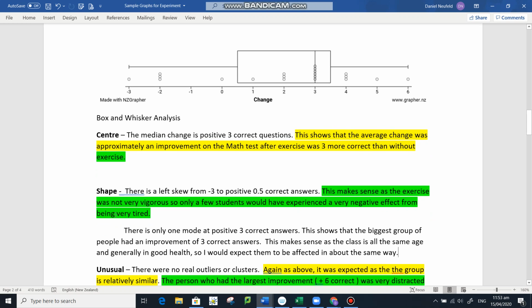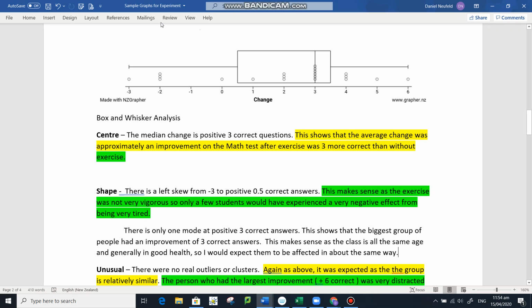Next, when we look at shape, usually for shape, we look at both the mode, which is the most common value, and the skew, which is comparing the two whiskers here and here. Now in this case, this whisker is longer, so you could say that there was a left skew. Now again, I want to include the values. So this went from 0.5 to -3, and again, I gave my units, correct answers. And that's good enough for achieved.